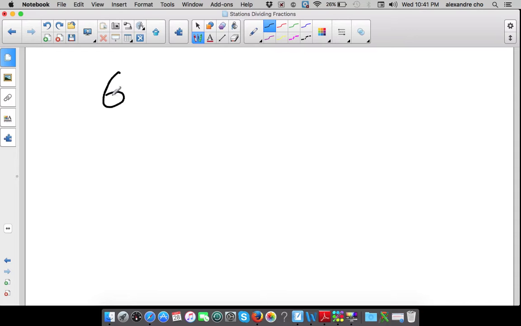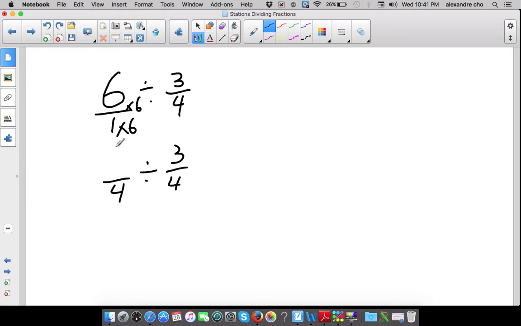Well, he has 6 pieces of wood. Each table requires 3/4 of the wood. So let's see how many big tables he can build. This does not require you to draw, so let's just quickly put it over 1. 4 is the LCM. This stays the same. This will change times 6. This is also times 6, so you get 36.